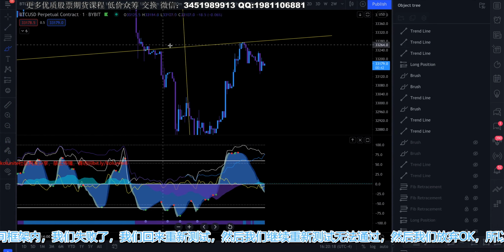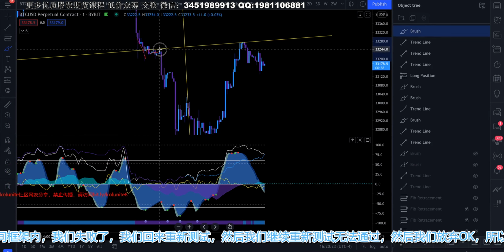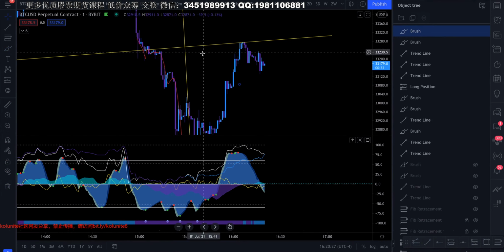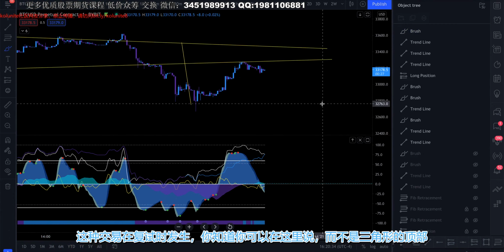On the 1 minute time frame, we fall through, we come back, retest, and then we keep on retesting, unable to get through, and then we drop. Okay, so you would really want to enter this trade at the retest, which happens, you could say right here, as opposed to the top of the triangle.